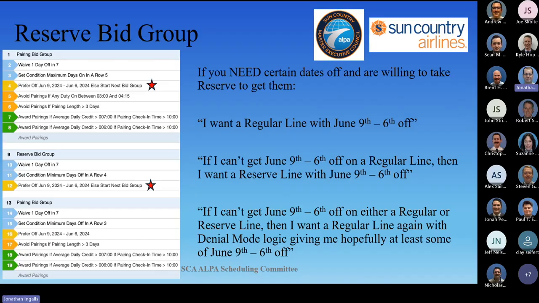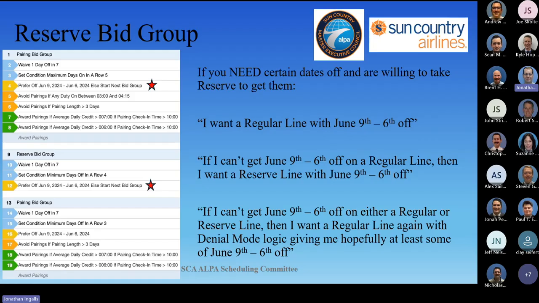You can jump between pairing bid group and reserve bid group as much as you want to your heart's content. Christmas is probably the classic example. If we change the dates in our mind in bid group 1 on line 4, we could say, pretend that says prefer off December 25th, I'll start next bid group. Because if I can't get Christmas off as pairings, I'll take Christmas off on reserve. Then you can say in bid group, starting on line 9 there, on line 12, prefer off December 25th on reserve, I'll start next bid group.